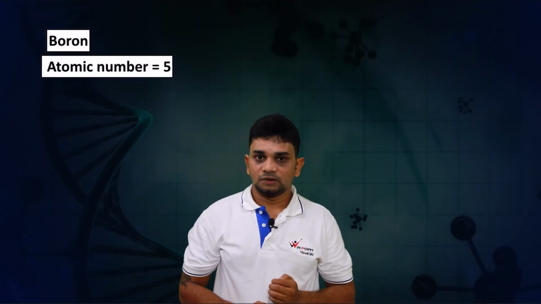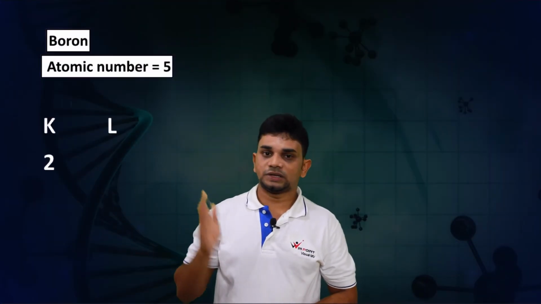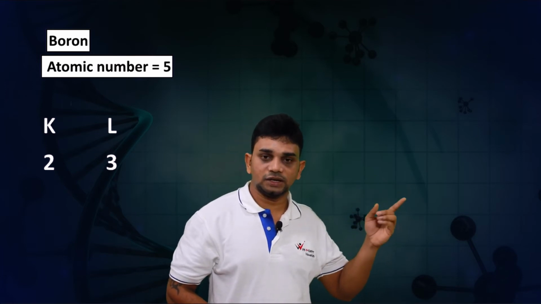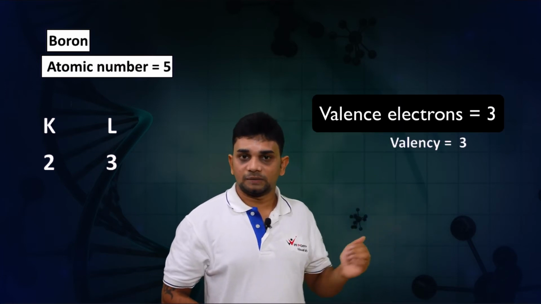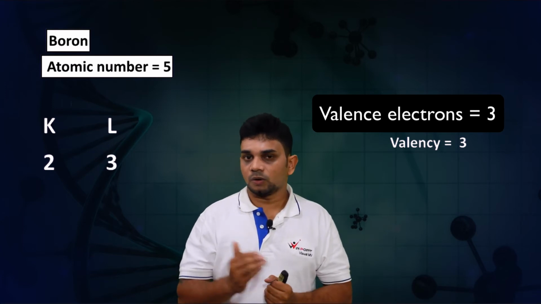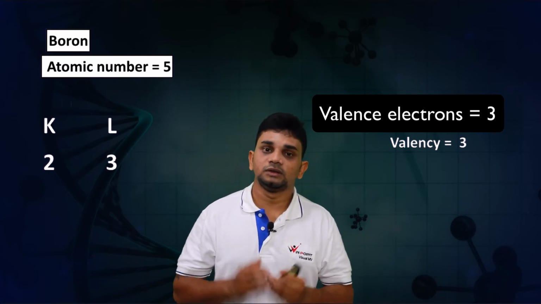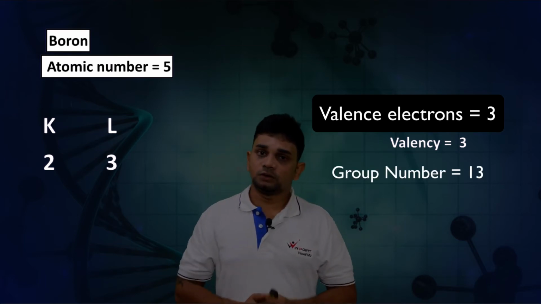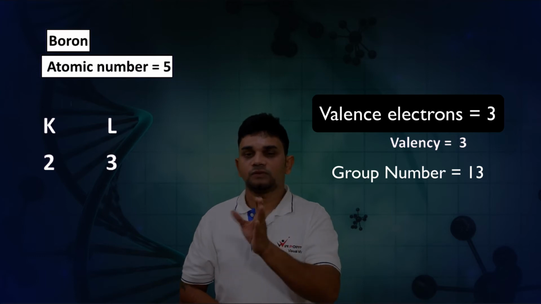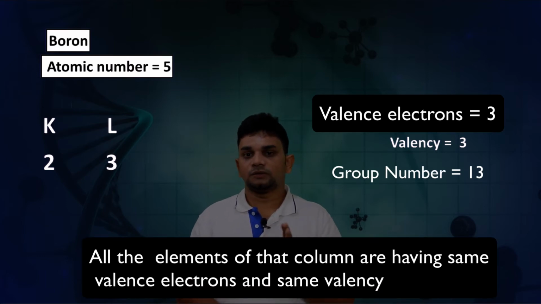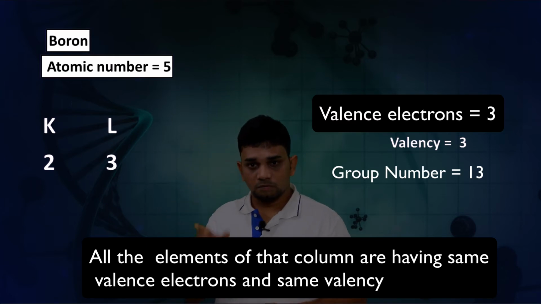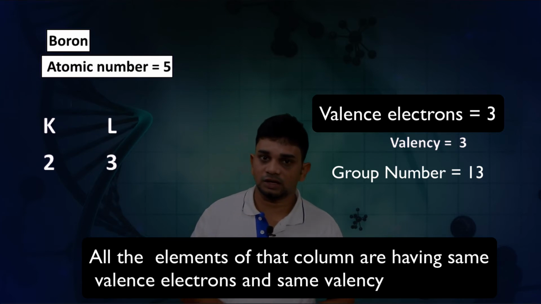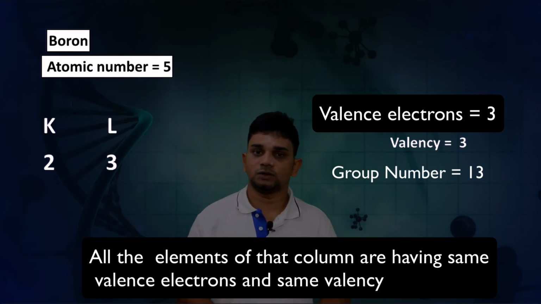Boron atomic number 5. The configuration will be 2, 3. The number of electrons in the valence shell is 3. The valency of boron is 3. The number of valence electrons is 3. The group number is 13, right? Then we can say that all elements in group 13 are going to have the same number of valence electrons and the same valency because it is a group. If boron has 3 electrons in the valence shell, all other elements in the column also have 3 electrons in the valence shell.